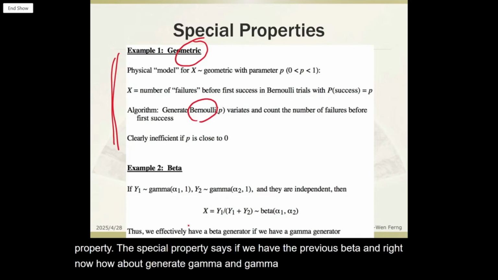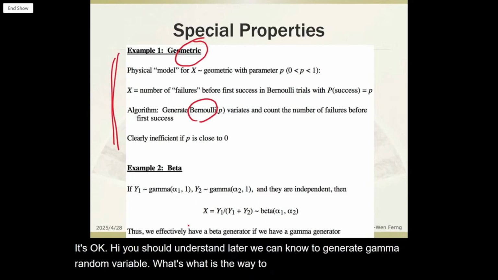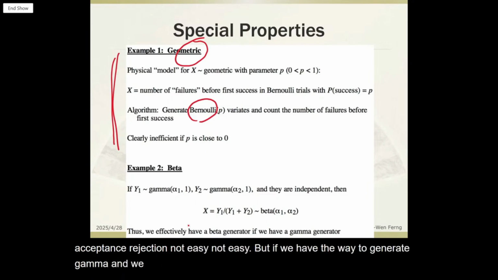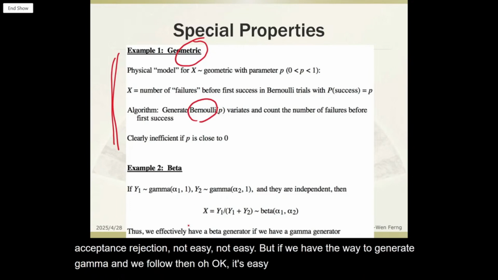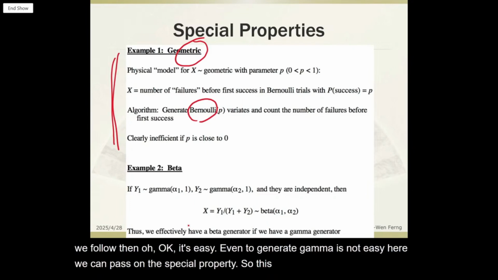It's okay, but you should understand, later we will see how to generate a gamma random variable. What is the way to generate it? Likewise, it's acceptance rejection. Not easy, not easy. But if we have the way to generate gamma and we follow, then okay, it's easy. Even if generating gamma is not easy, still we can pass on the special property. So this is the second special property.